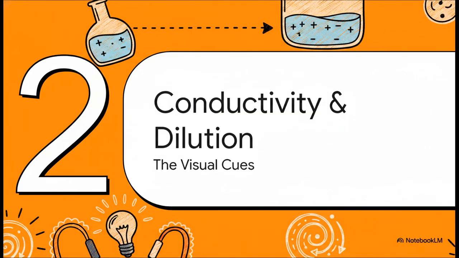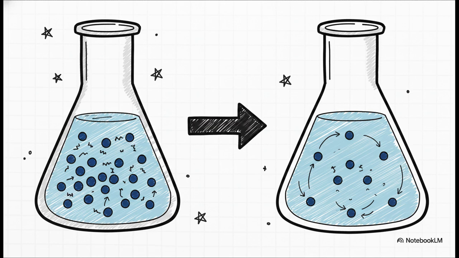Moving on to Section 2, Conductivity and Dilution. Let's lay down a solid conceptual foundation and look at the actual logic of what happens in an electrolytic solution when we just add more water. The simple underlying logic here is actually super fascinating. As concentration drops, meaning the solution gets more dilute, the molar conductivity actually goes up.